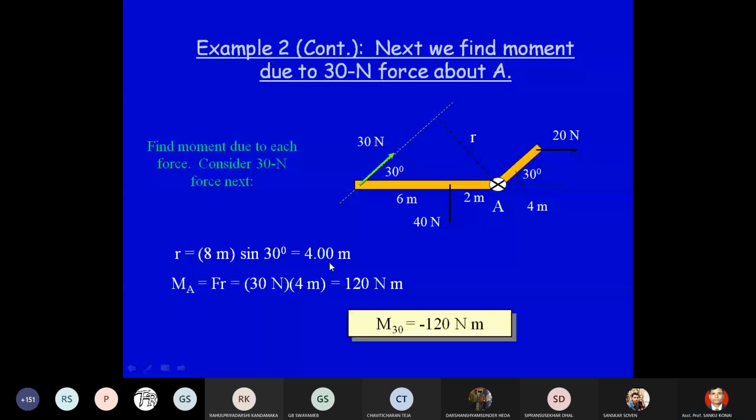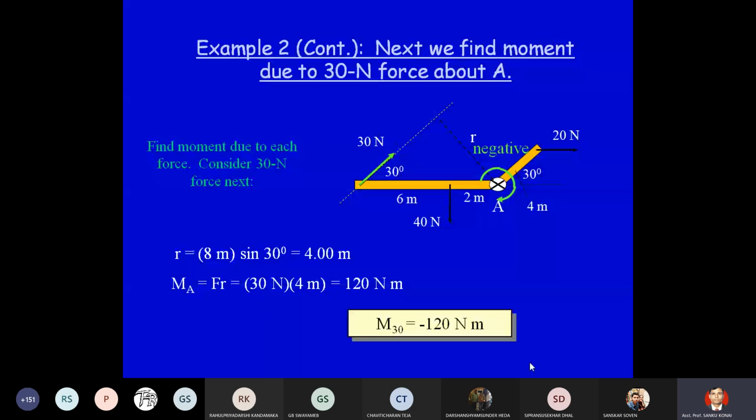Now 30 Newton into 4 meters, you see about O we are calculating the moment. So this is the direction, and this is the perpendicular distance. This is the rotation, which is clockwise. So that means it is negative. And what is the value? That is 30 into 4, that is 120 Newton meter, and it is clockwise. So this is a negative moment, minus 120 Newton meter. So two forces are done.